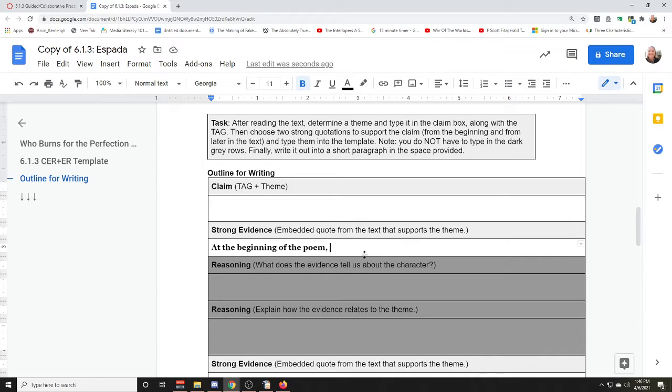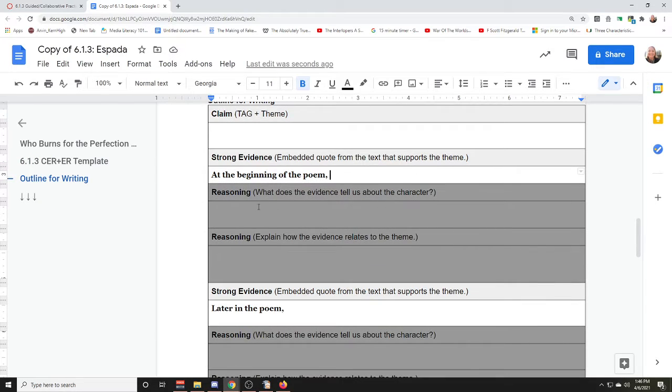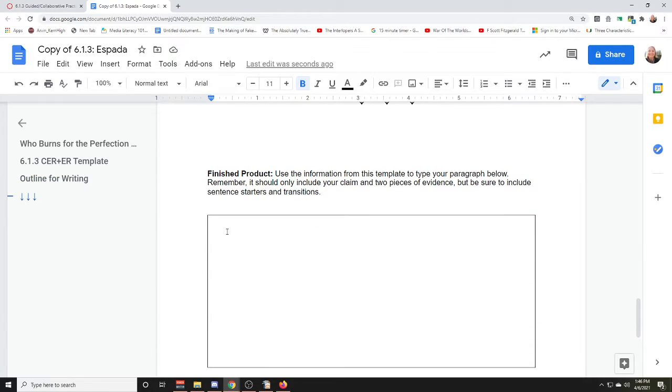You'll put your evidence right here. Don't worry about filling in the boxes in dark gray, and don't worry about doing the finished product just yet. That's something that we're going to do together as a class.